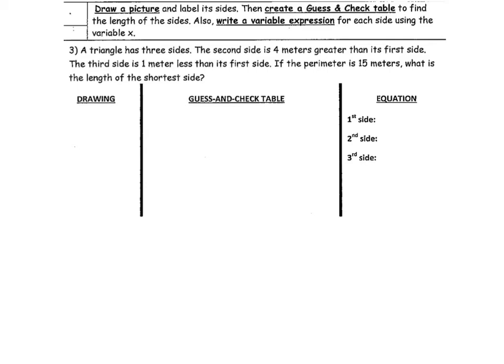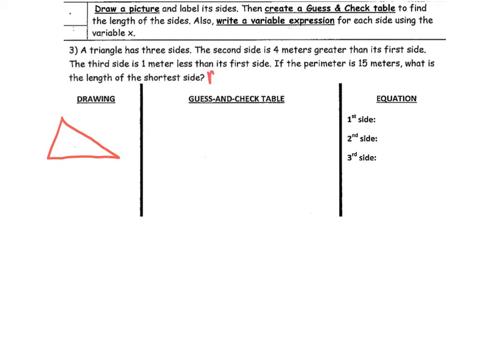So we have to make a drawing. Well, I'm going to draw a triangle, obviously. So draw a triangle, guys. This triangle is called scalene. The reason it's called a scalene triangle is because all three sides are different. A triangle has three sides. The second side is 4 greater than the first. The third side is 1 less than the first. Gosh, we keep talking about the first side. If the perimeter is 15, what is the length of the shortest side? What is the side we keep talking about?